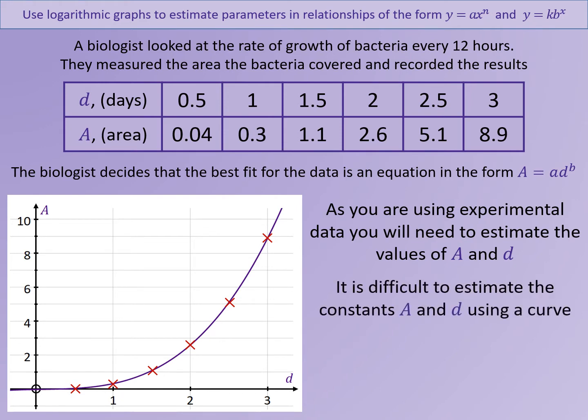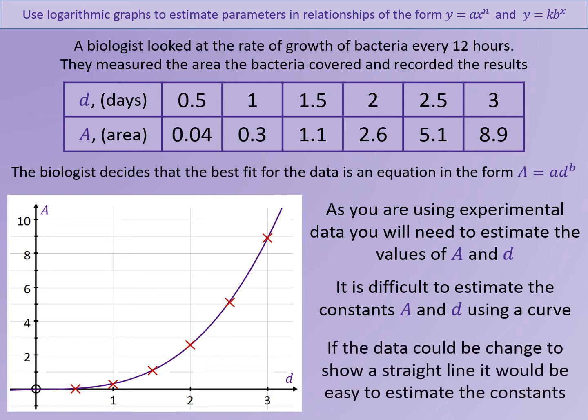So as I said earlier, it's difficult to find those values of small a and b using a curve. It would be much better if we had a linear relationship that we could use in order to find those values. So if this data could be changed to show a straight line rather than a curve, it would be much easier to find these constants, and then I could replace the constant values into this equation, and it would give me the equation for the actual data and the graph that you're seeing in front of you now.